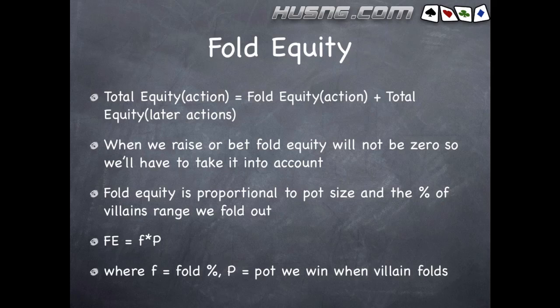We want to have ways to deal with fold equity and maximize that part of our equation. One of the things to know is that fold equity is proportional to the pot size, what we win when villain folds, and also to the percent of villain's range that we fold out. It's nice to know that it is linear in the villain's range size. So the more of villain's range we fold out, the proportionally more equity we get. Our fold equity is equal to the percent of the time villain folds times the pot size. So F equals fold percent, P equals pot. We win when villain folds.